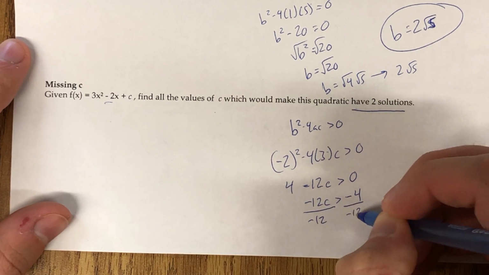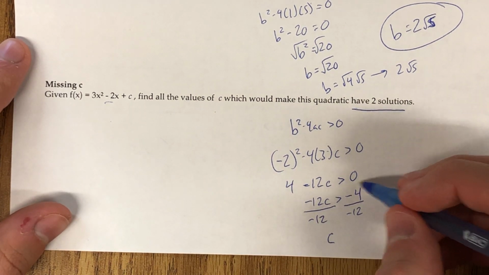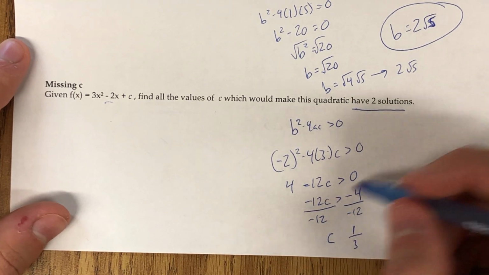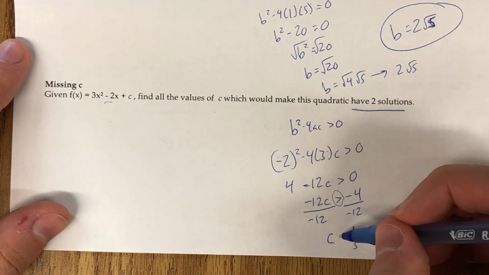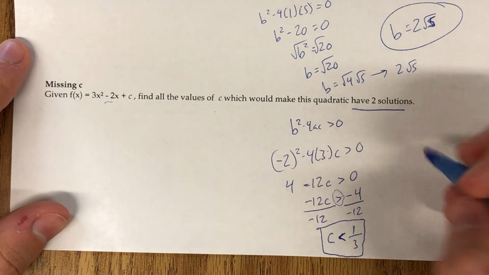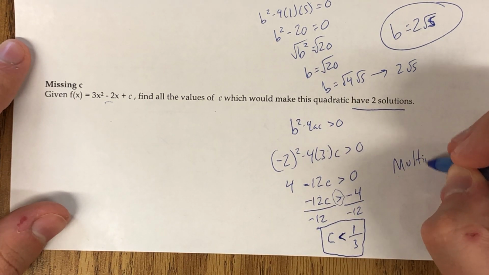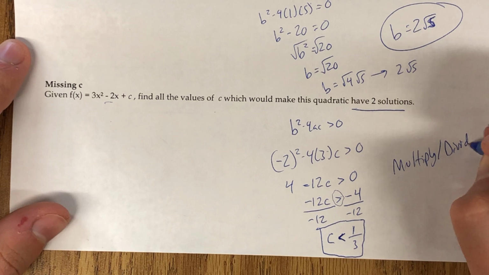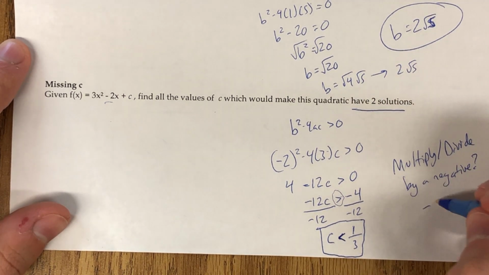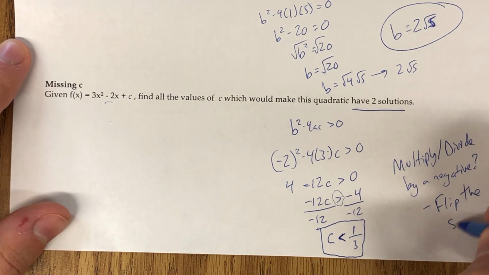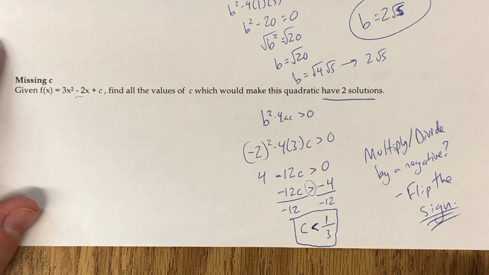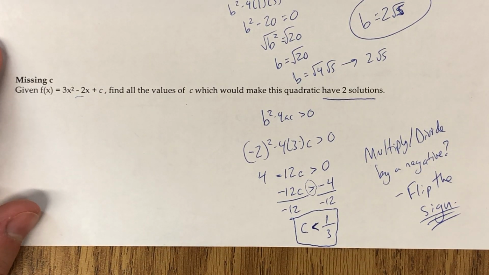Divide both sides by negative 12, we get c, and then negative 4 divided by negative 12 is 1/3. Remember, when you're multiplying or dividing by a negative with an inequality, gotta flip the sign. Careful there. So remember, multiply or divide by a negative, flip the sign. Okay, and there we have it. That is it for our 3.0 target.